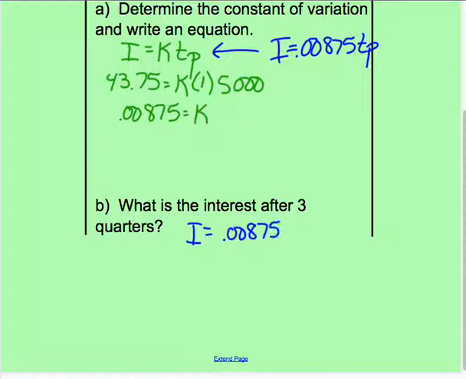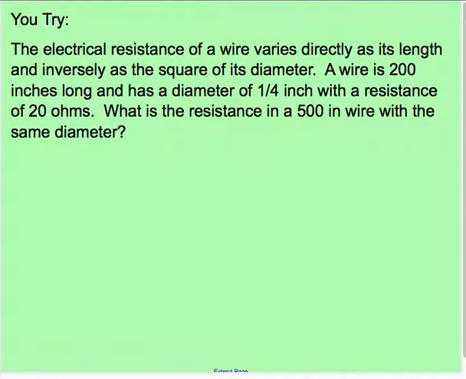After 3 quarters. 3 quarters, we're substituting 3 because we used quarters as our time in the first one. And we're talking about the same account, so it still has an initial investment or a principal of $5,000. Multiplying all of those together, we get a total interest of $131.25. And of course, your U-try problem as always.